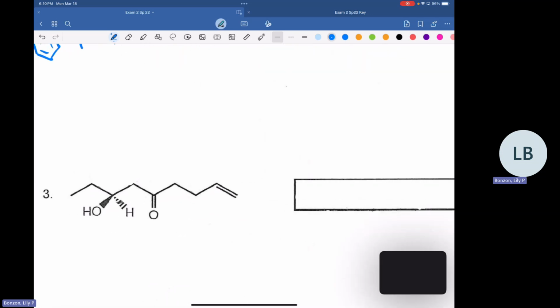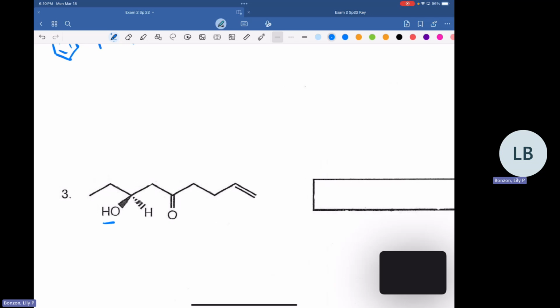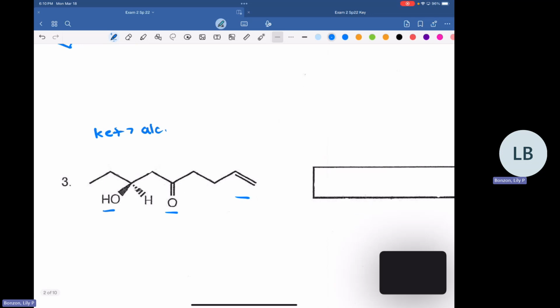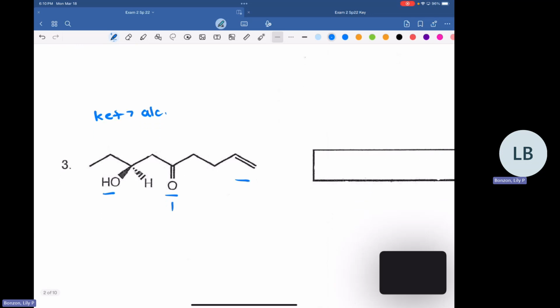Okay, so this one is a little bit more complex. We've got some multiple functional groups in here. So we have an alcohol here, we have a ketone here, and we have an alkene here. And so again, just remember, ketones are going to be higher priority than alcohols. So we're going to have our parent name be based on the ketone. And so that's going to be the -one ending, the one ending.